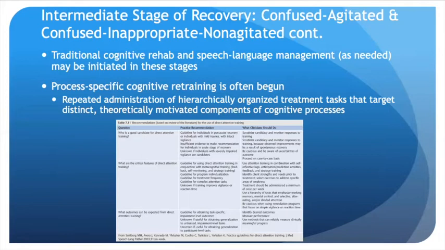And this typically involves repeated administration of these hierarchically organized treatment tasks that target distinct components. So attention, memory, various aspects of executive functioning. And your book also provides these recommendations for the use of direct attention training. Who is a good candidate for direct attention training? What are the critical features of direct attention training, and what outcomes can be expected from direct attention training?